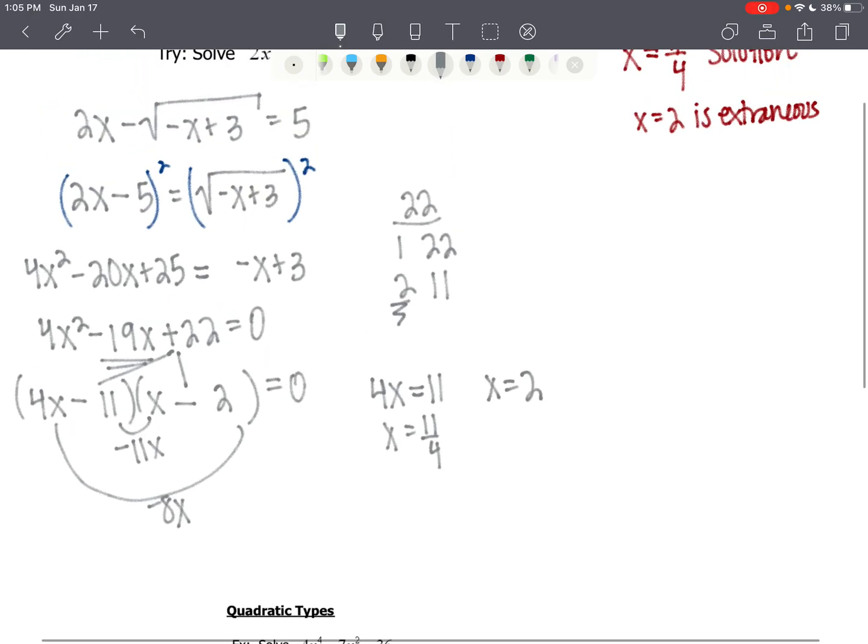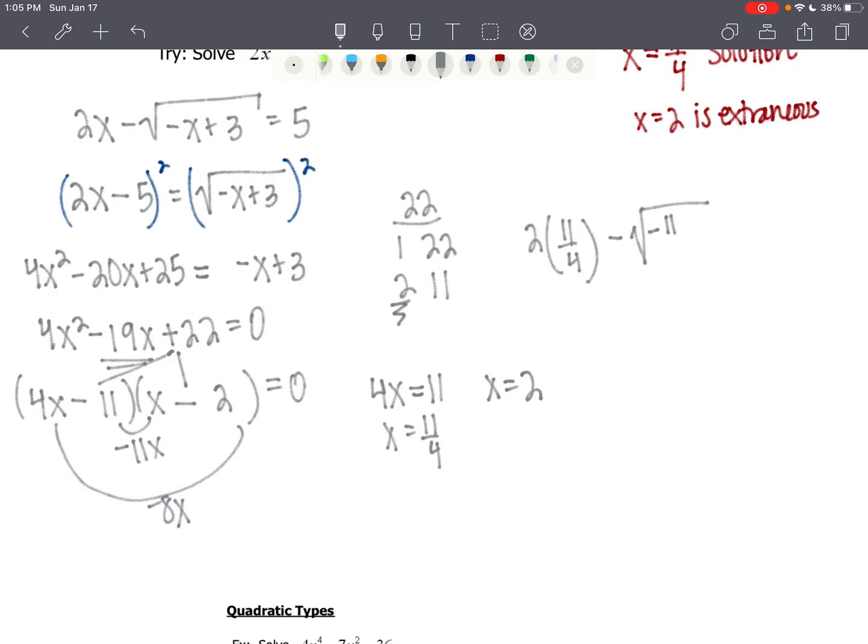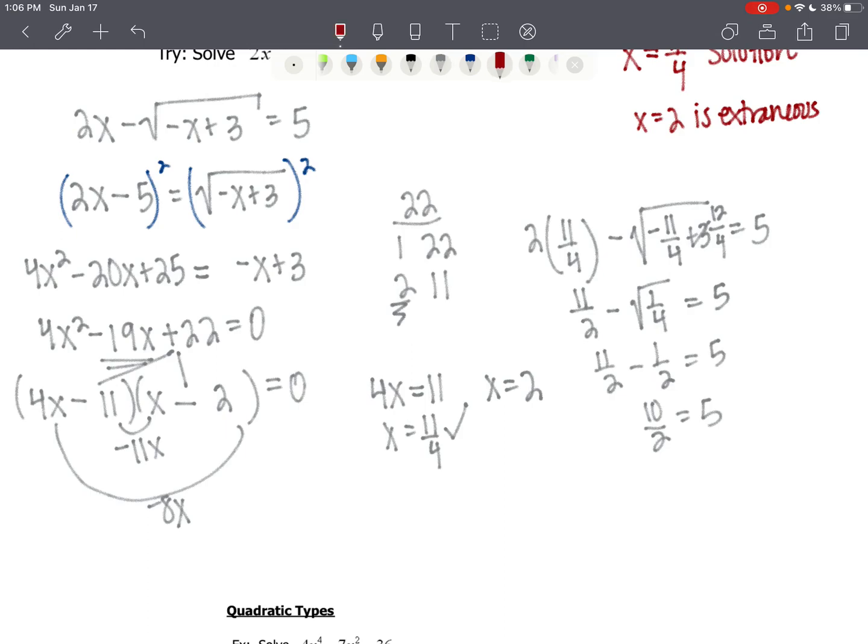And when we try those back in the original, 2 times 11 over 4 minus the square root of negative 11 over 4 plus 3 equals 5. We get 11 over 2 minus the square root of 1 fourth, which is 1/2. 11 halves minus 1/2 is 10 halves, and that is indeed 5. So that's why 11 fourths is an answer.